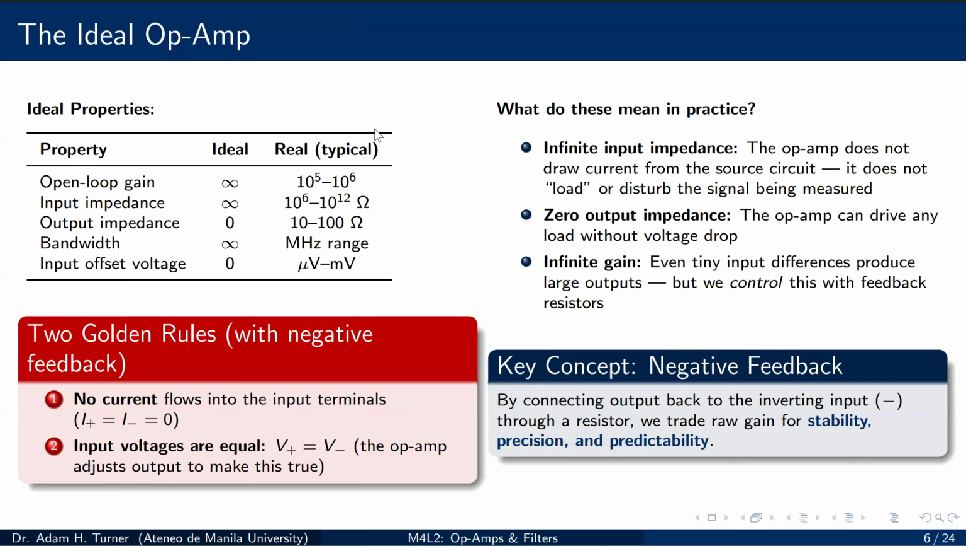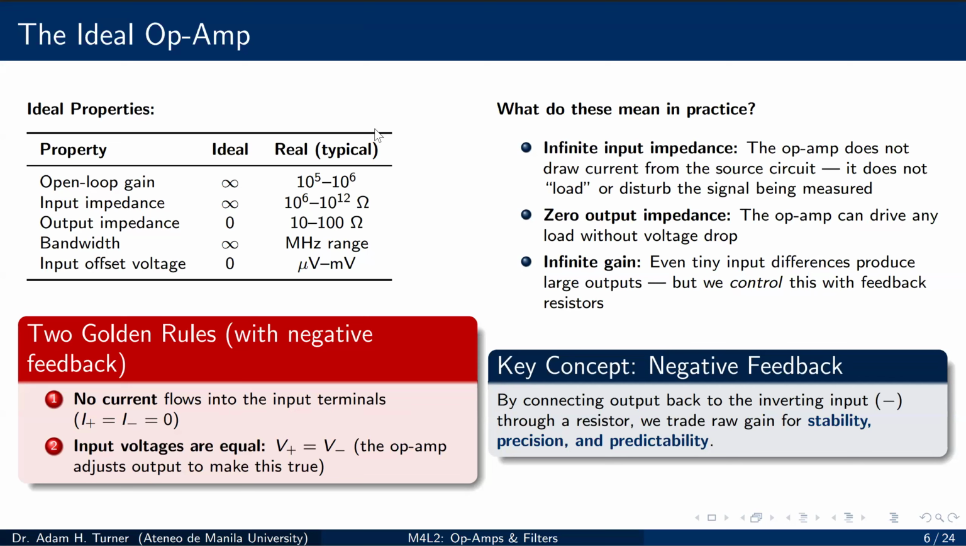Now, the most important thing on this slide is this box at the bottom, the two golden rules. These only apply when negative feedback is present, which is always the case in the configurations we'll study. Rule number one, no current flows into the input terminals. The input impedance is so high that we treat it as infinite. The inputs draw zero current. The second rule then is the op amp adjusts its output to make V plus equal V minus. These two rules are all you need to derive every gain equation we'll see today.